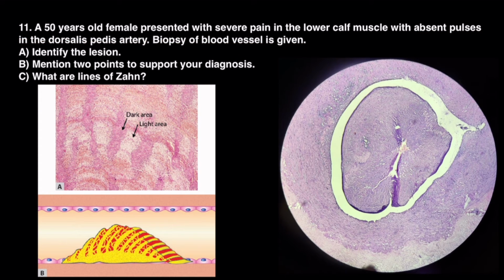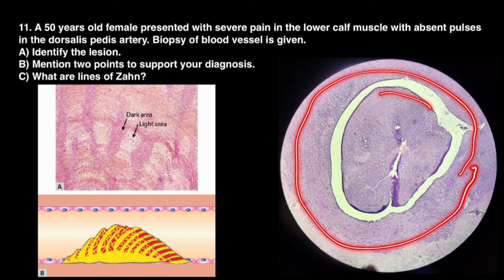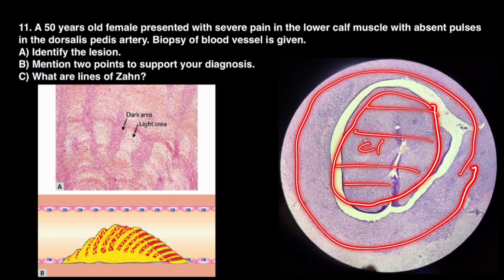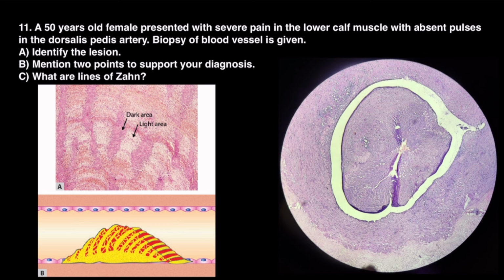So what we have here is a biopsy of an artery. This is the artery, and inside the artery you can see something. This something present inside the artery is a clot. Now the thing is, this clot is formed without the rupture of the artery, or there is no bleeding taking place, yet there is a formation of clot. So we call this a thrombus.